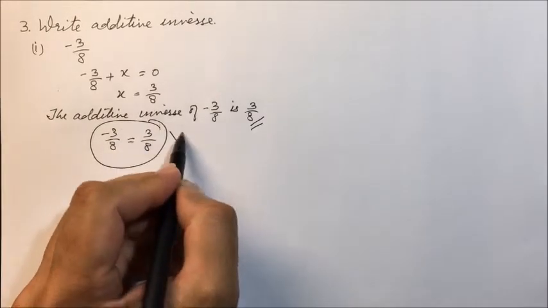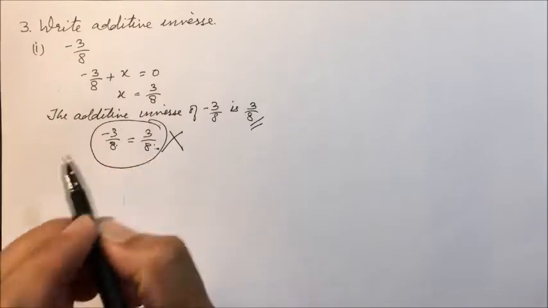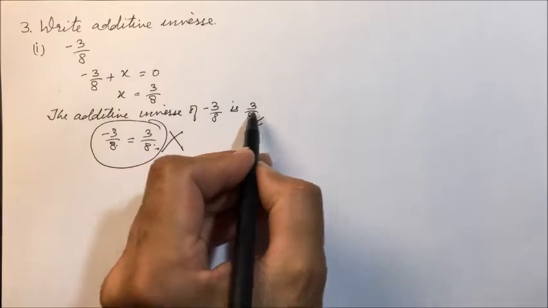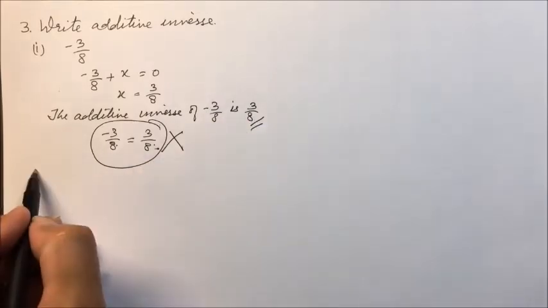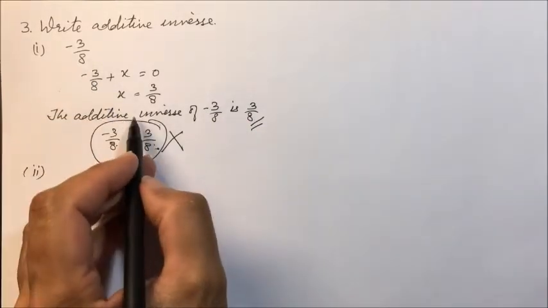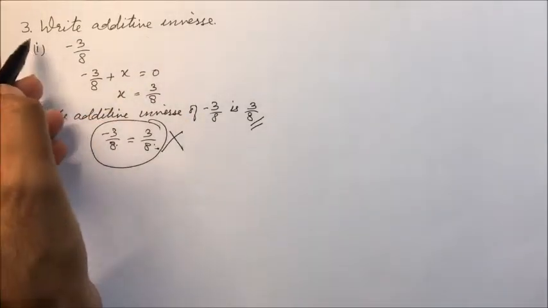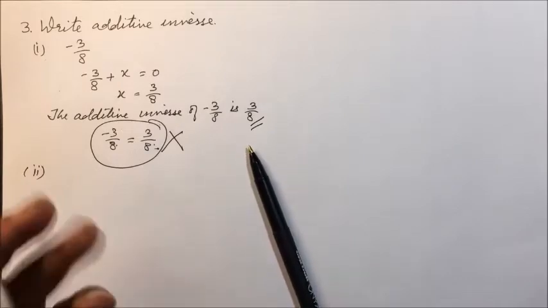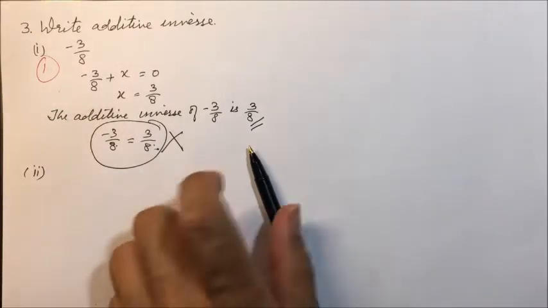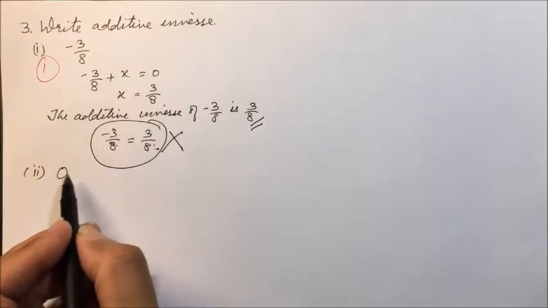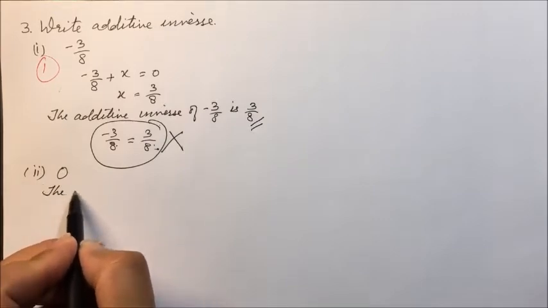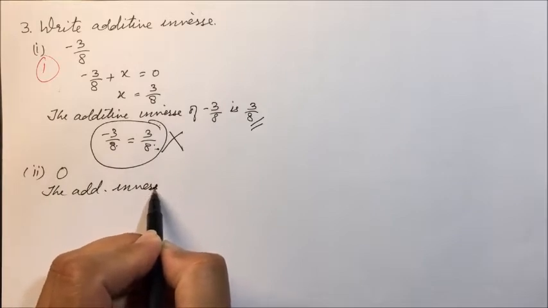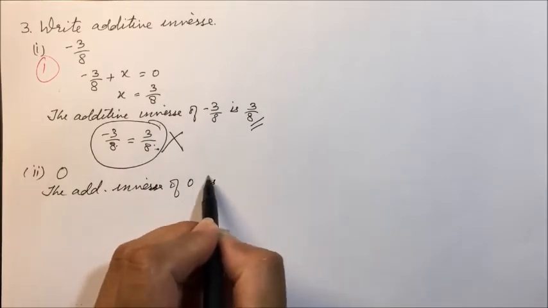This is wrong. They are not equal. What is on the left hand side? The additive inverse of minus 3 by 8 equal to 3 upon 8. Now second one. So if this is correct, put 1 mark. So in this third question, 5 are there subparts, each carries 1 mark. So 1 mark. Second, 0, its additive inverse, the additive inverse of 0 is 0.